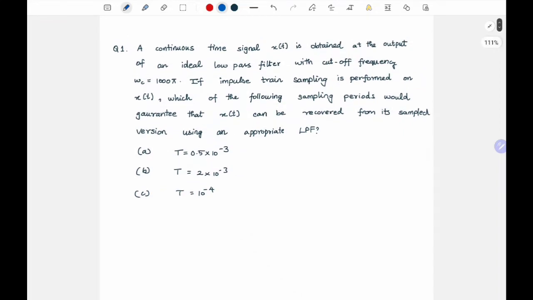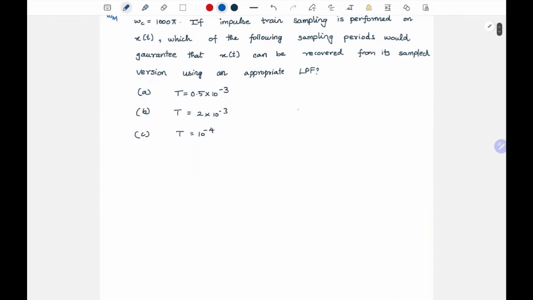A continuous time signal x of t is obtained at the output of an ideal low pass filter with cutoff frequency omega c equal to 1000 pi. So this will be, in our actual sense, whatever we discuss, our omega m. If impulse train sampling is performed on x of t, which of the following sampling periods would guarantee that x of t can be recovered from its sampled version using an appropriate LPF? So what it is asking is to find the sampling frequency, or here the sampling in terms of the sampling period. So 2 pi by T.